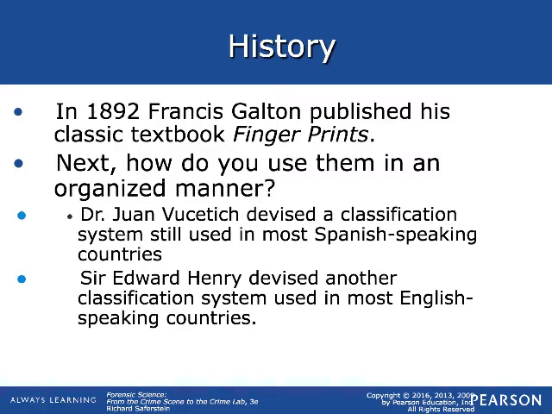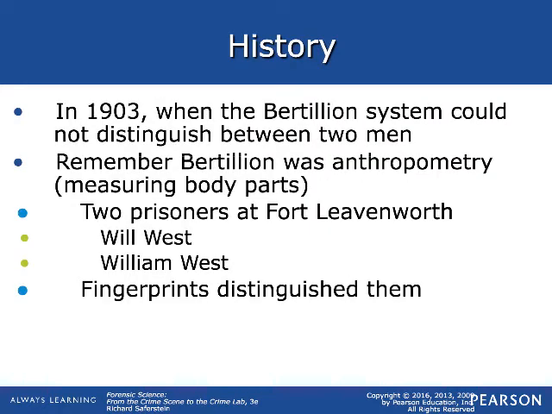So Dr. Juan, and I'm not sure how you're supposed to say his name, Vucetic, devised a classification system that was used in Spanish-speaking countries. And then Sir Edward Henry devised a different classification that was used in most English-speaking countries. So we couldn't agree on it, but that's how they started doing it. And there's more in the book about it.